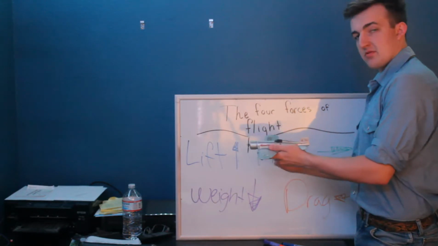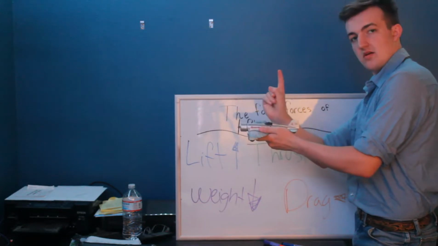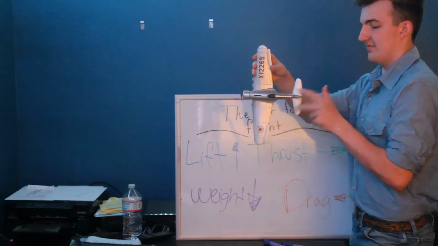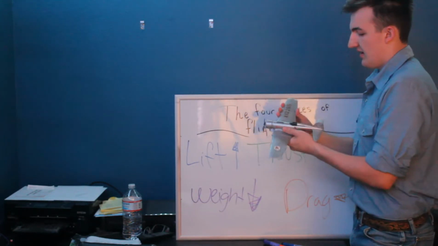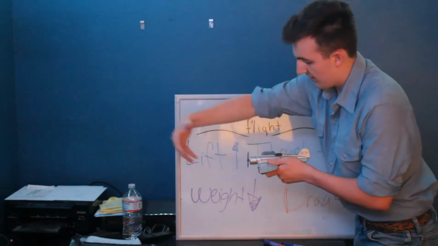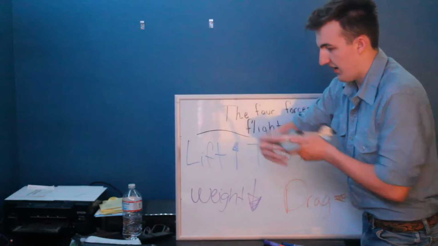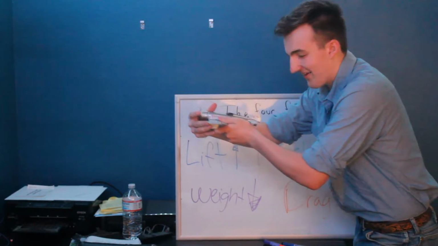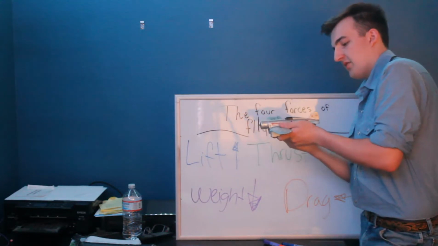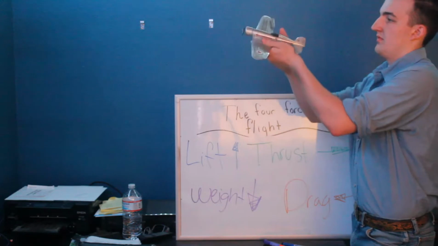Essentially, lift makes the airplane go up. Lift is created by the wings here and these two here. Lift is produced when we fly through air. It goes over and under the wings, and with the angle of the wings, it produces lift and makes the airplane go up.